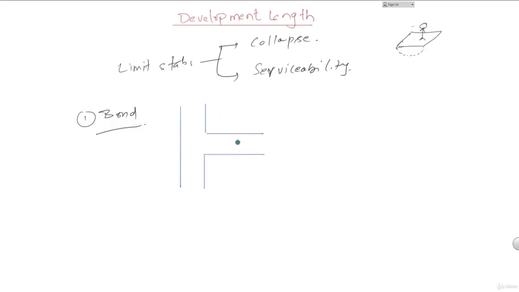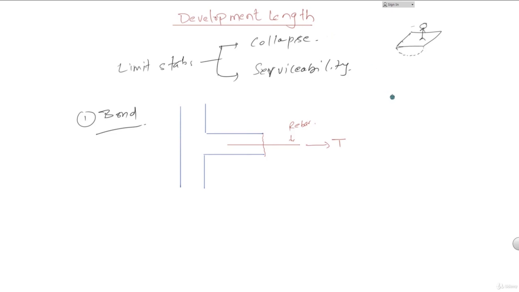Now let us assume that we have provided a reinforcement like this. So when you try to pull this bar, this is my rebar over here, by applying the tension force T, this will not come out. Why? Because there is a bond between the concrete and the rebar. The bond is nothing but the adhesion between the concrete and the rebar that prevents the rebar from slipping from the concrete.